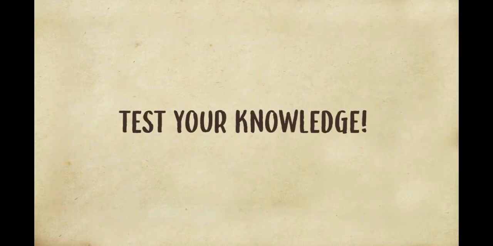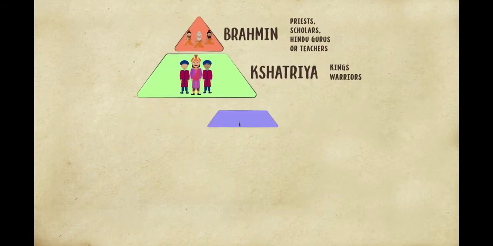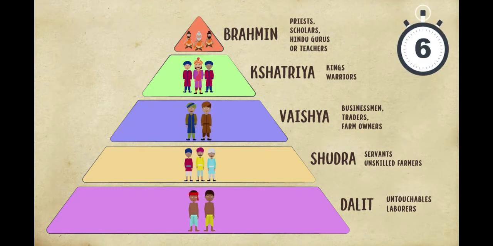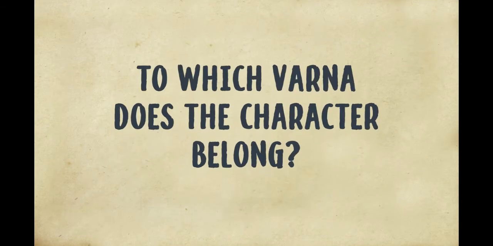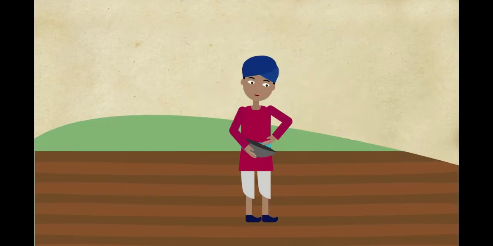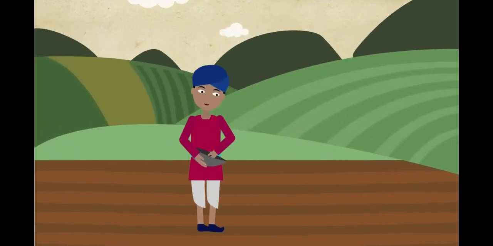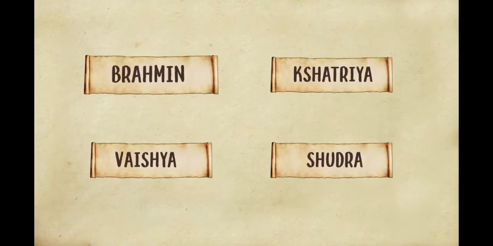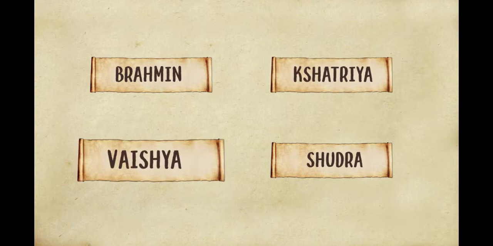Test your knowledge. In this game, you'll try to predict the varna to which the character belongs based on their actions. First, quickly familiarize yourself with the varna members and their roles. This is Rishi. Based on his actions, to which ancient Indian social class or varna does he most likely belong to? Is he a Brahmin, a Kshatriya, a Vaishya, or Shudra?